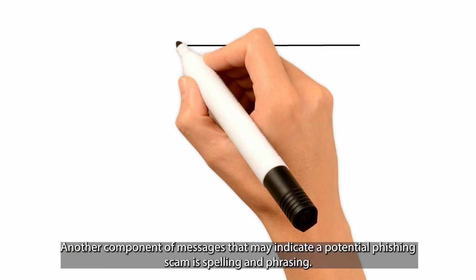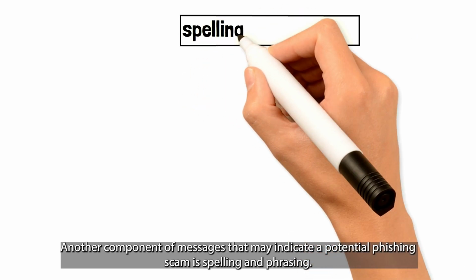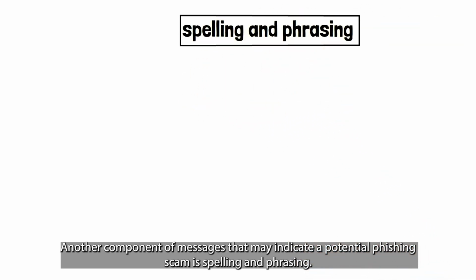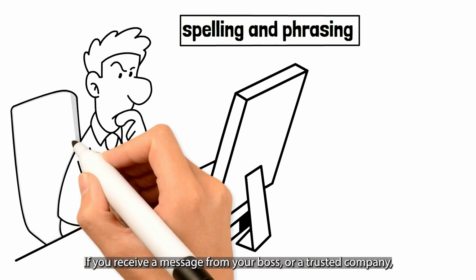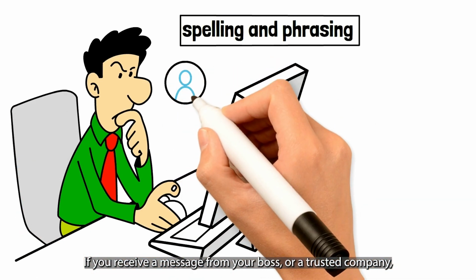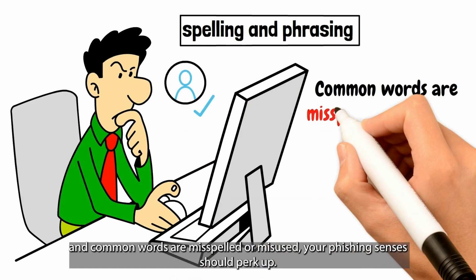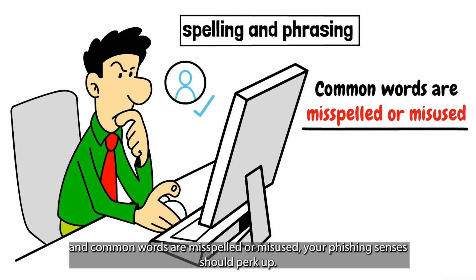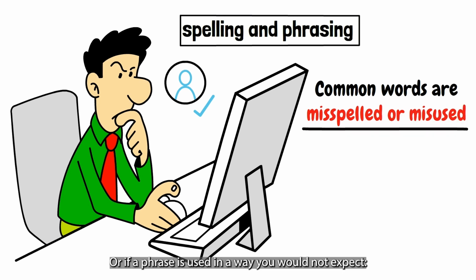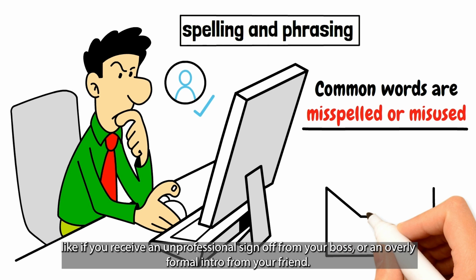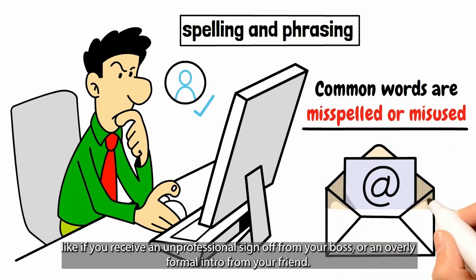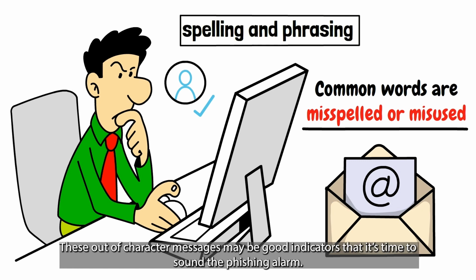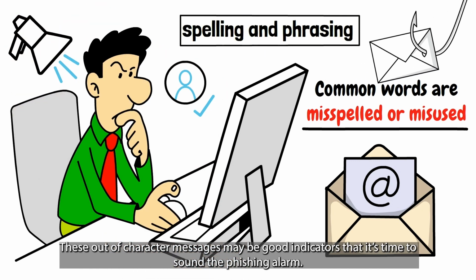Another component of messages that may indicate a potential phishing scam is spelling and phrasing. If you receive a message from your boss or a trusted company and common words are misspelled or misused, your phishing senses should perk up. Or if a phrase is used in a way you would not expect, like if you receive an unprofessional sign-off from your boss or an overly formal intro from your friend. These out-of-character messages may be good indicators that it's time to sound the phishing alarm.